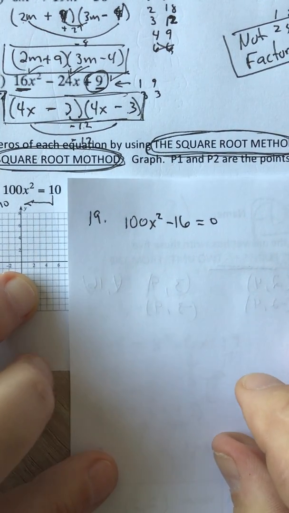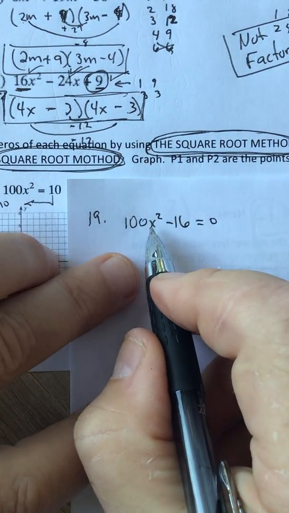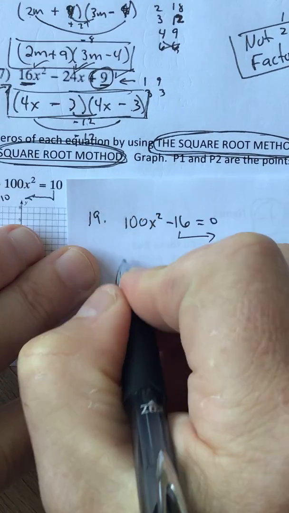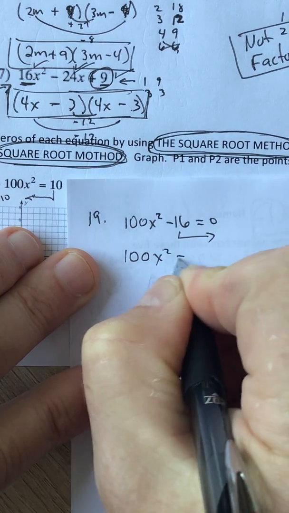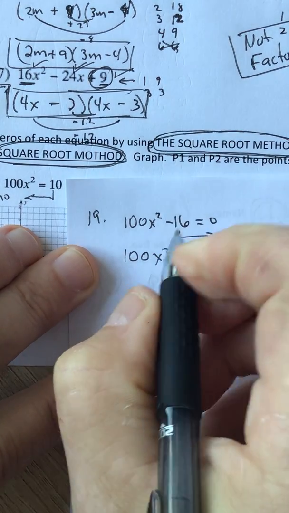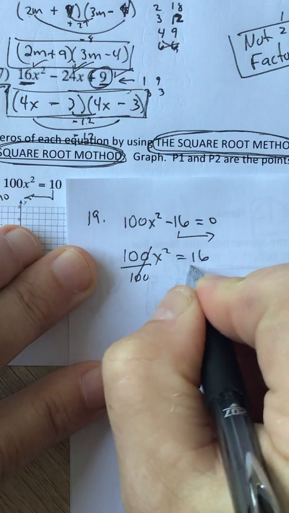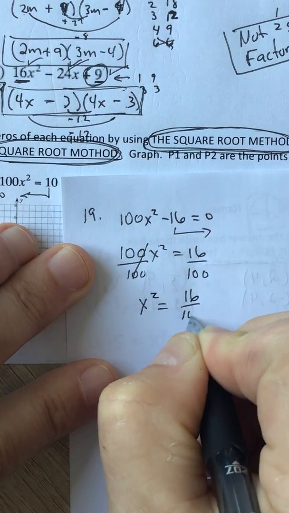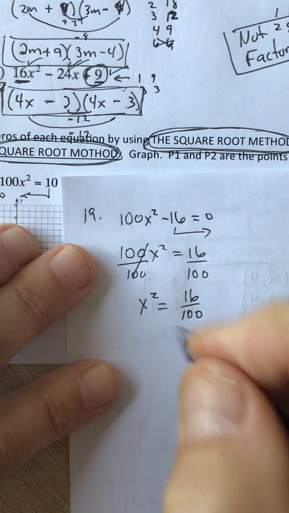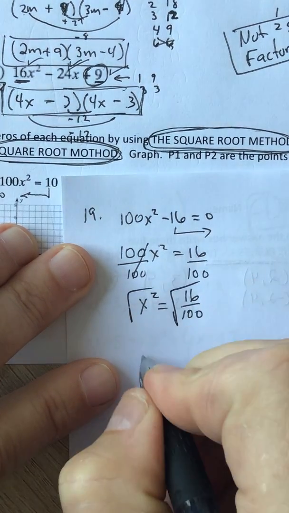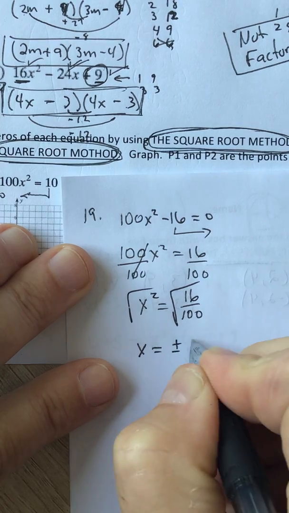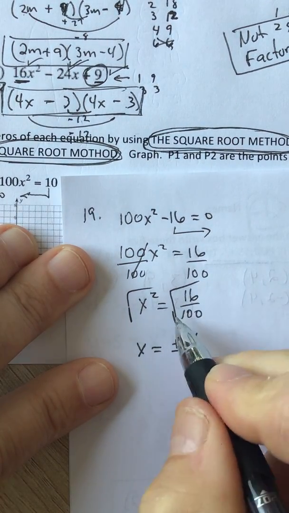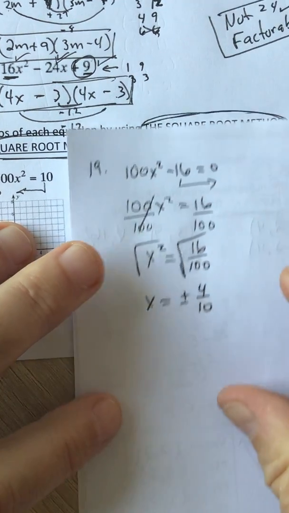Okay, the square root method means we're going to break it down to just x squared. So now the method is put the 16 to the other side. So we got 100x squared equals 16. Divide both sides by 100. So we have x squared equals 16 over 100. Here's what it means by the square root method. Square root both sides. So we have x equals plus and minus 4/10. Square root of 16 is 4. Square root of 100 is 10. Those are the two zeros.